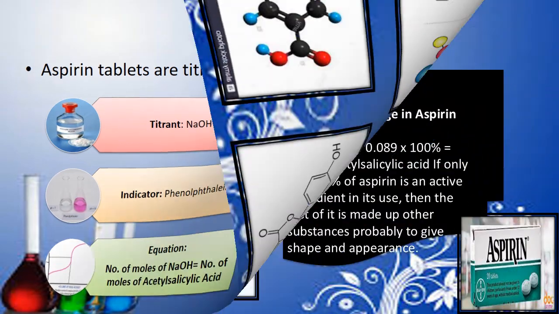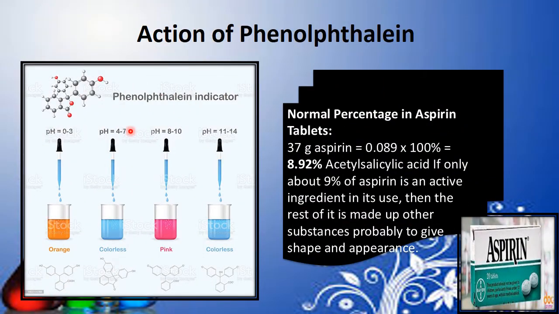Next, the action of phenolphthalein. Phenolphthalein indicators show different colors at different pH ranges. At a pH of 0 to 3, it shows an orange color. When the pH is from 4 to 7, it is colorless. When the pH ranges from 8 to 10, it becomes pink. And when the pH is highly basic, ranging from 11 to 14, it becomes colorless again.